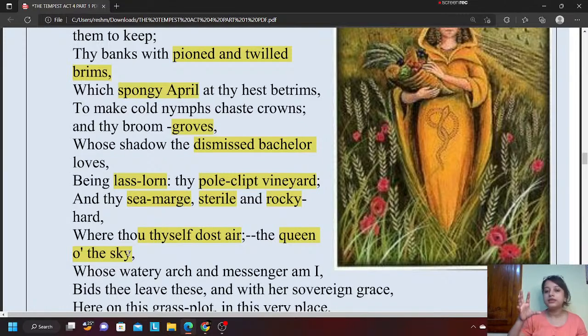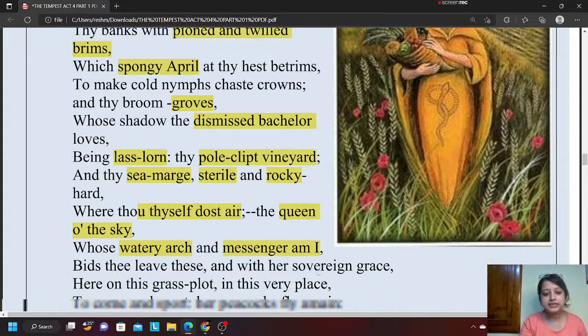Why? Because Iris is the messenger of the queen of the sky, that is Juno. Whose watery arch and messenger am I? Watery arch means, I will show you another picture, you'll understand. This Iris is the, what do you call it, rainbow. She is the rainbow goddess. Okay. Sorry, I am a messenger of Juno, the queen of sky. So on behalf of her, I have come here to welcome you.